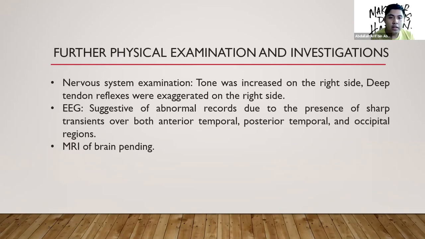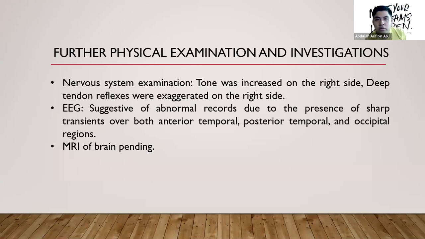So next, upon further physical examination and investigation, the findings for nervous system examination, there was hypertonia on the right side and hyperreflexia on the right side also. The EEG, suggestive of abnormal record due to the presence of sharp transient over both anterior temporal, posterior temporal and occipital region. The MRI brain results still pending.